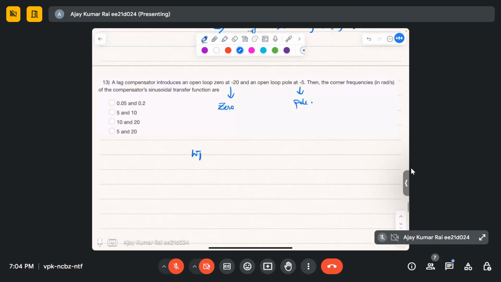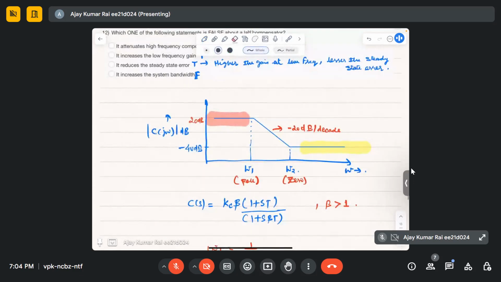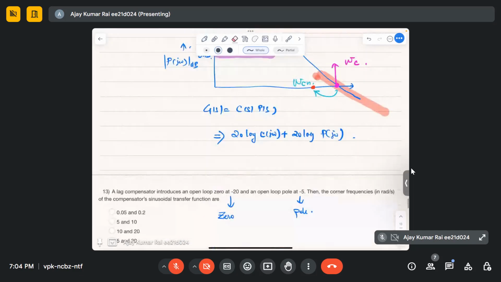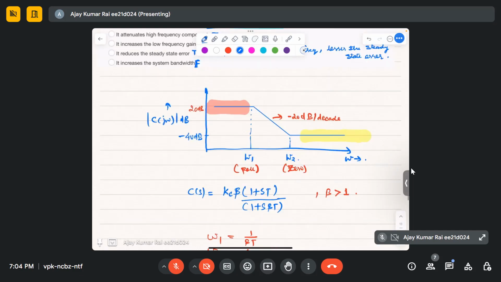So what is omega 1 here? Can you tell me? Just see this Bode plot. First we encounter the pole. Pole is at 5, and the zero is at 20. Simple. 5 and 20, right? Very simple.